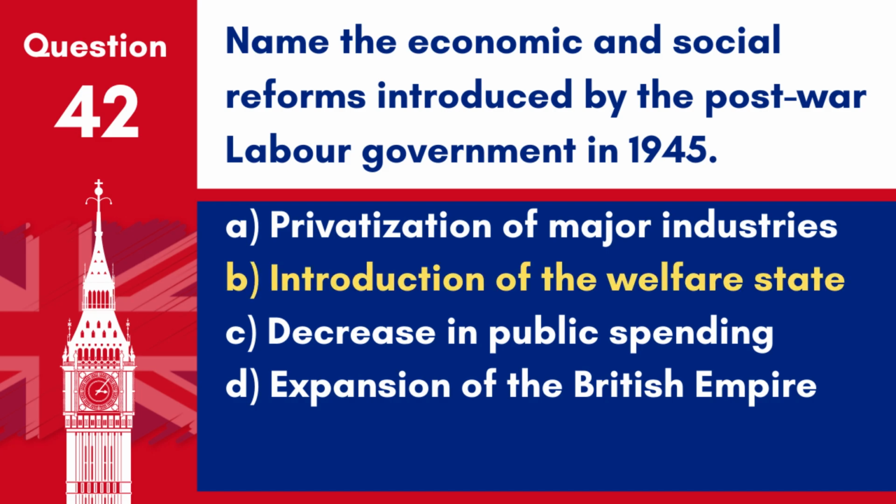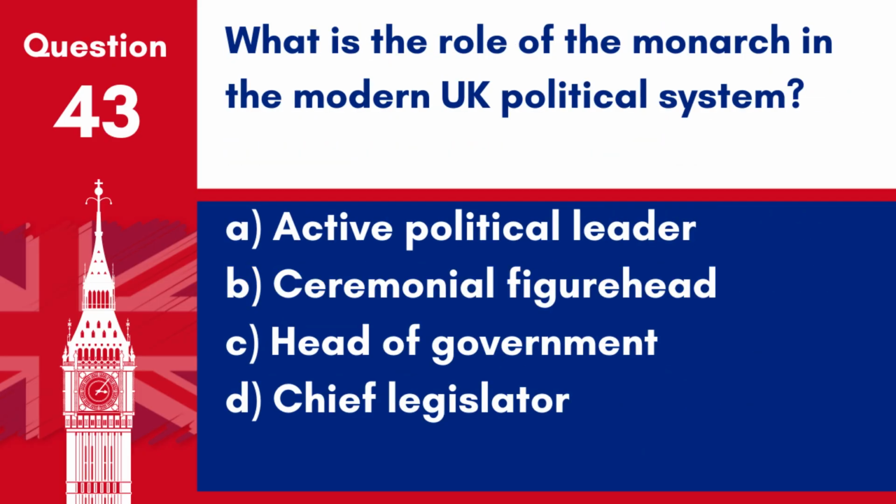Answer: B. Introduction of the welfare state. The post-war Labour government in 1945 introduced significant economic and social reforms, including the establishment of the welfare state, which included the creation of the National Health Service. Question 43. What is the role of the monarch in the modern UK political system? A. Active political leader. B. Ceremonial figurehead. C. Head of government. D. Chief legislator.